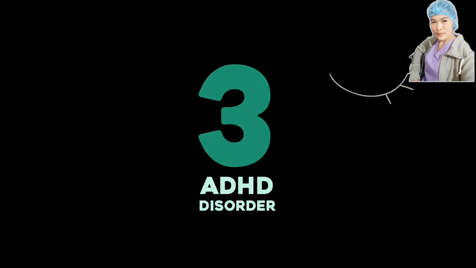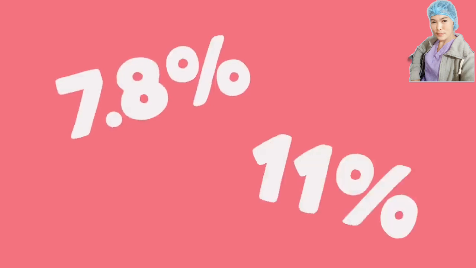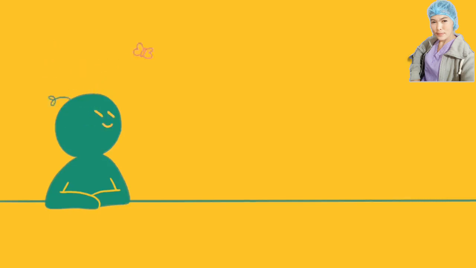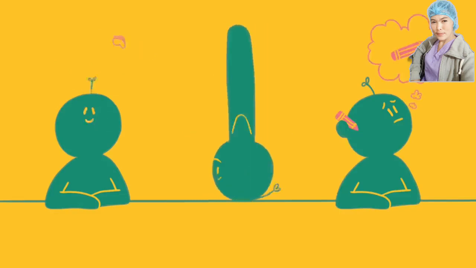3. Attention deficit hyperactivity disorder. If we say ADHD, what comes to mind? The stereotype of a person diagnosed with ADHD is usually a small child who's bouncing off the walls or can't finish a task. However, between 7.8 and 11% of children aged 4 to 17 are diagnosed with ADHD any given year. ADHD affects people of all ages and includes multiple symptoms, such as inability to concentrate, forgetfulness, inability to sit still, restlessness, and losing things.